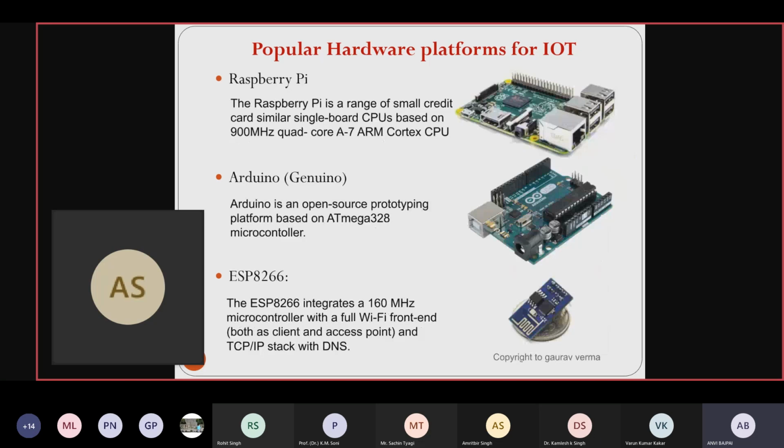Let me talk about this Raspberry Pi. In this Raspberry Pi, you can see that it is itself a whole motherboard, in a very compact, credit card size, utilizing a very powerful processor of almost 1 gigahertz, and having an ARM Cortex CPU on it, which is the latest in the market.